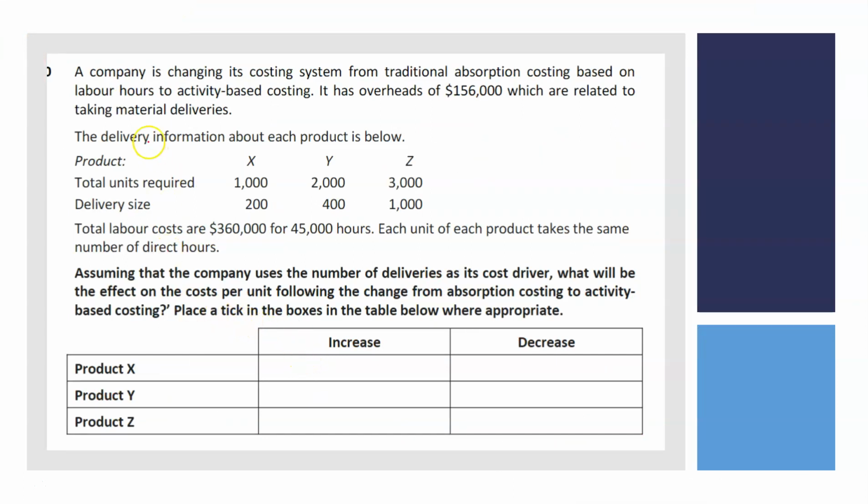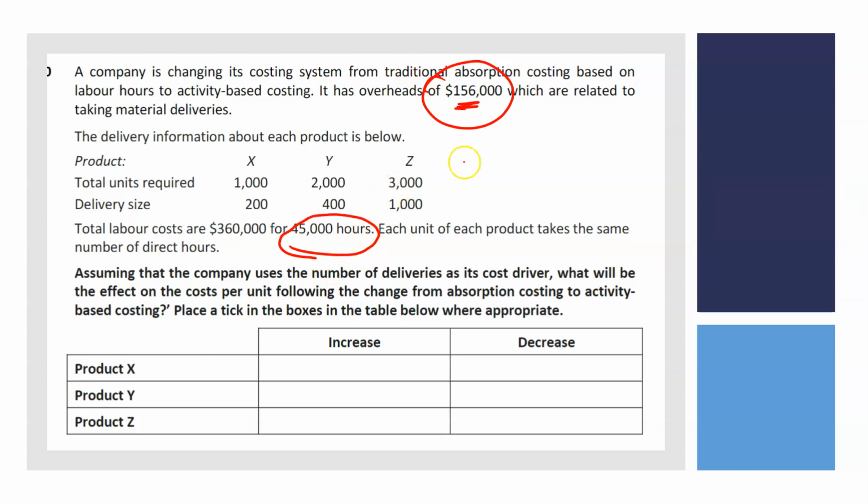Okay, great. So what we have here is, it says a company is changing its costing system from traditional absorption costing based on labor activity to ABC. So they're currently using a labor system driven on hours and that sort of thing. So this is the overhead itself, what we're trying to separate out and work with. And this is related to taking material delivery. So this is sort of the switch. So they're going from using hours. So currently, these are the number of hours that drive this.